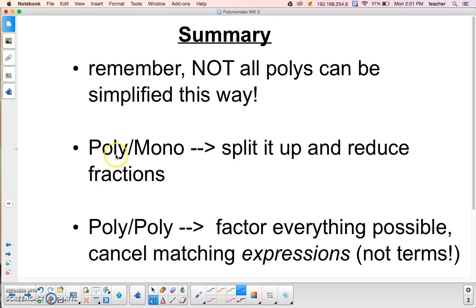When they can, the 2 things we need to remember to do when we're dividing a polynomial by a monomial, we're going to split it up and reduce each of the fractions. When we have a polynomial divided by another polynomial, we're going to factor everything possible, and we're going to cancel matching expressions only from the numerator and the denominator. Remember, do not cancel terms, look at entire expressions.